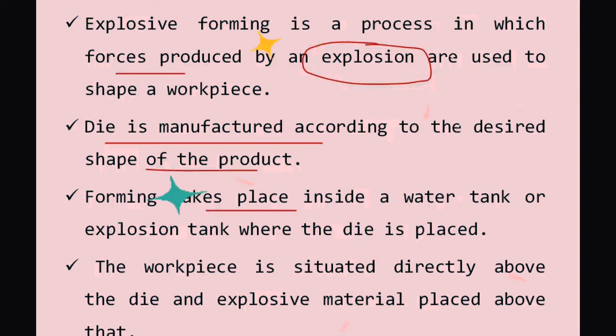Forming takes place inside a water tank. The total process inside that water tank, which is sometimes called the explosion tank, is where the die is placed. The workpiece is situated directly above the die, and the explosive material is placed above that workpiece.